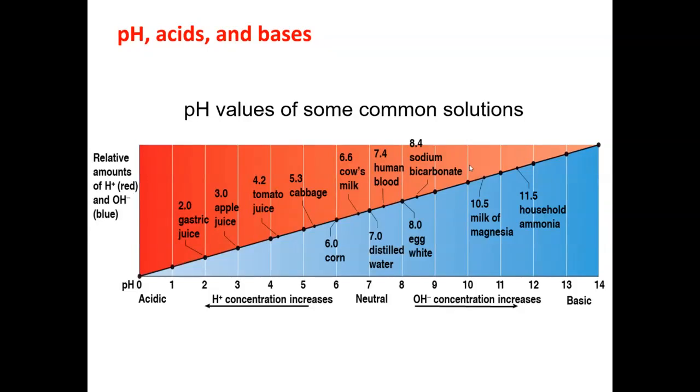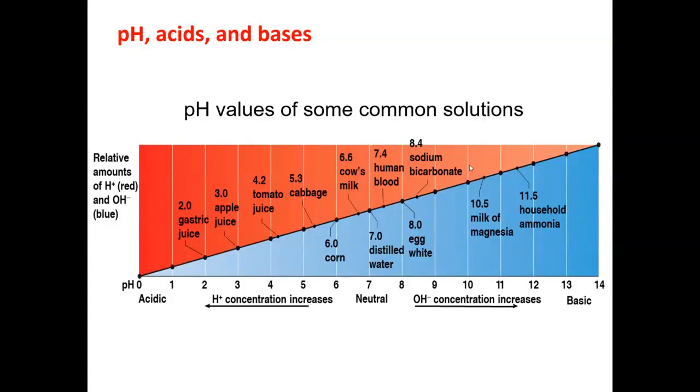Gastric juice, that's the acid in your stomach, has a very low pH, about 2. Apple juice is a little less acidic, 3. Tomato juice, cabbage, cow's milk are just a little bit acidic, 6.6, just a little below 7. Anything above 7 is basic. Human blood has a pH of about 7.4. Sodium bicarbonate, that's baking soda, is basic. Egg whites, basic. Milk of magnesia, we saw a minute ago, is basic.